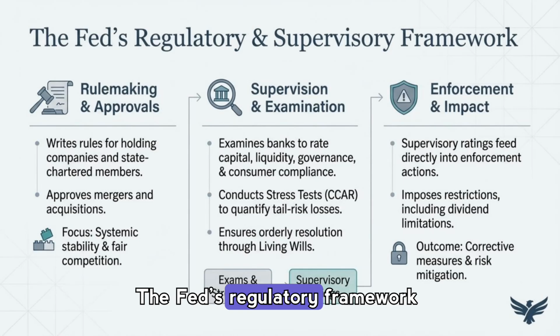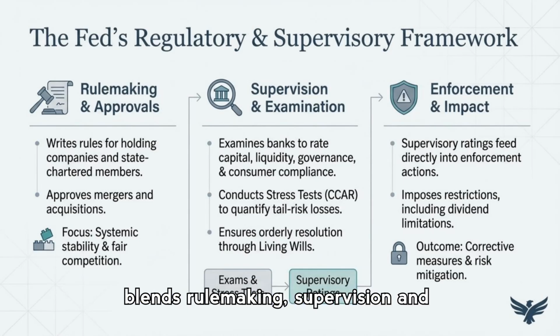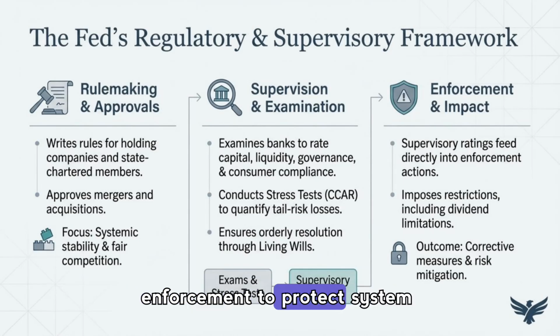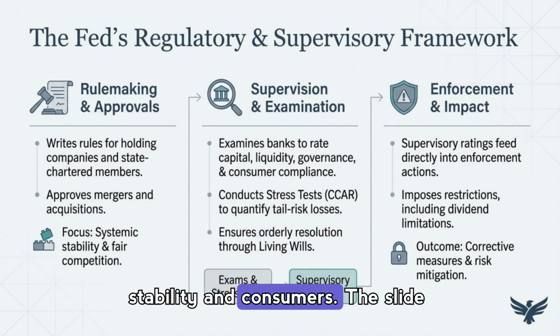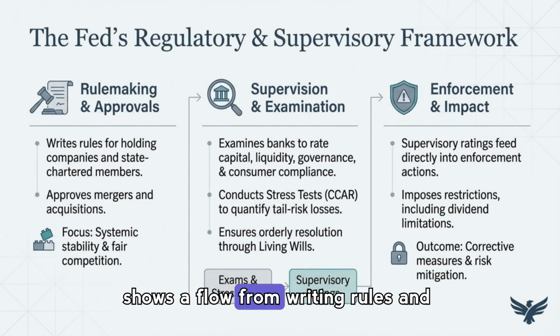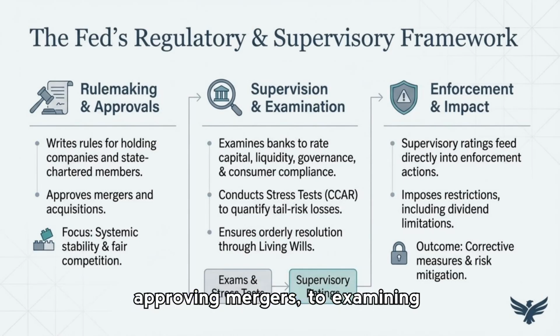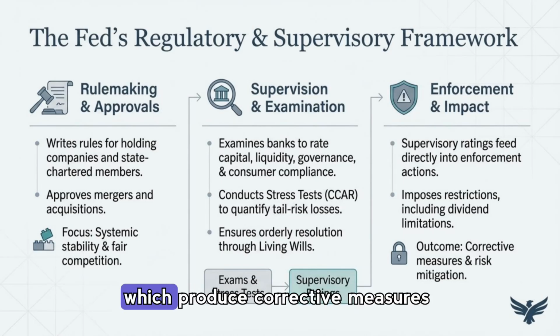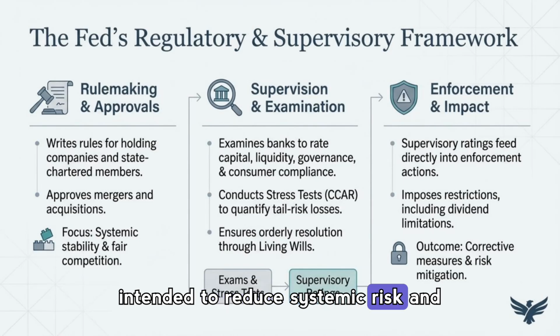The Fed's regulatory framework blends rulemaking, supervision, and enforcement to protect system stability and consumers. The slide shows a flow from writing rules and approving mergers, to examining banks with stress tests and living wills, and finally to enforcement actions tied to supervisory ratings, which produce corrective measures intended to reduce systemic risk and ensure orderly markets.